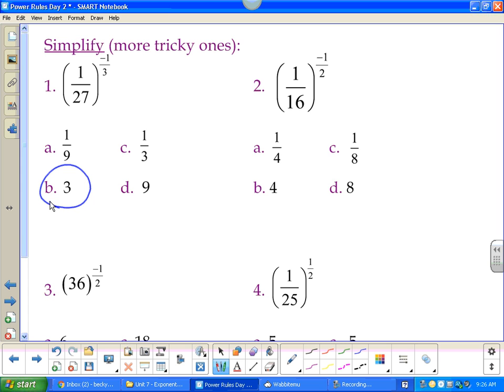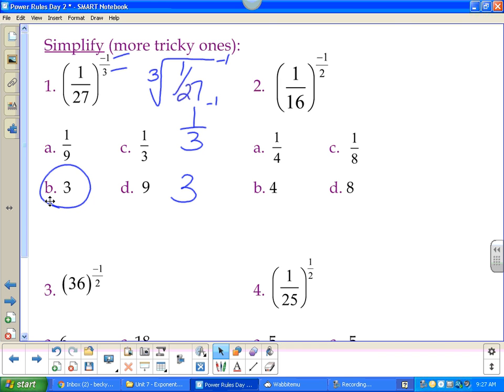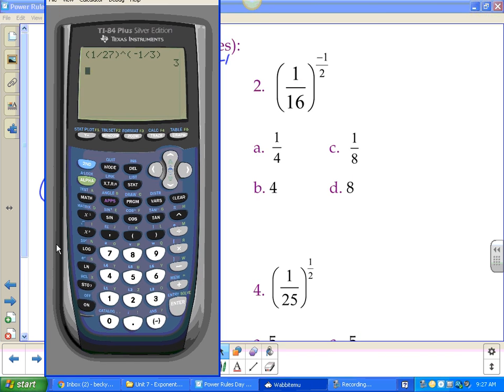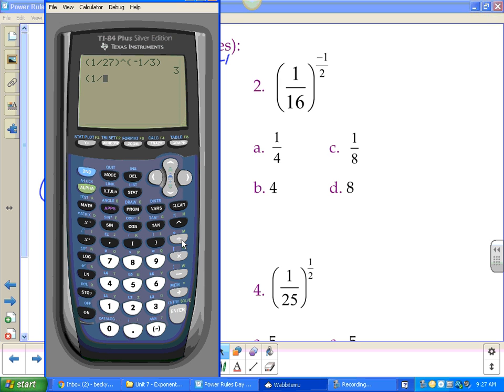Now here's what your calculator is doing. Remember, this is power and this is root. So this is the cubed root of 1 over 27, all to the -1. Well, the cubed root of 1 over 27 is 1/3. And then if I raise that to the -1, that means move it. So that's why it's a 3. Okay, so looking at number 2, 1 divided by 16 to the -1/2. 4.